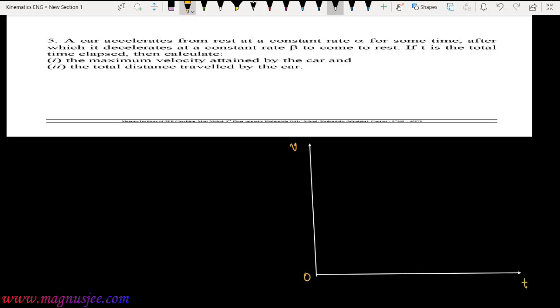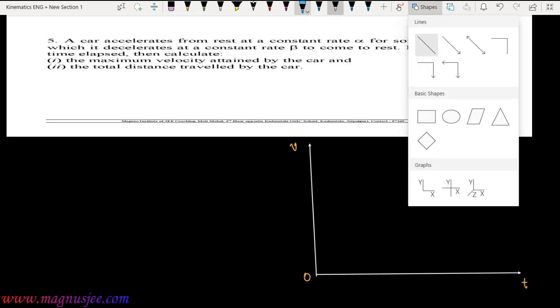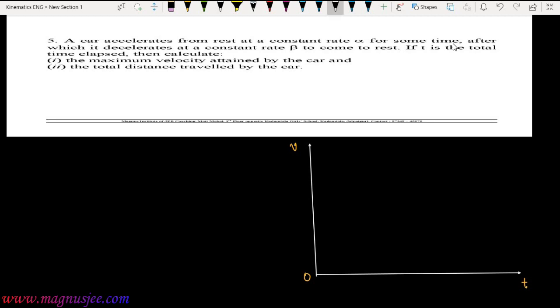This is the velocity time graph. Velocity is plotted along the vertical axis, time is plotted along the horizontal axis. Now we can draw the velocity time graph for the car which accelerates and then decelerates for some time.